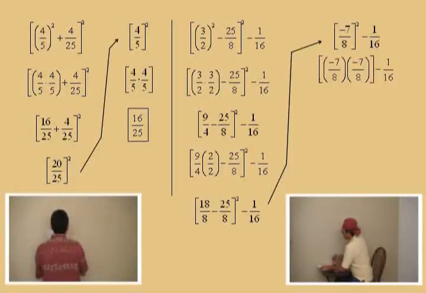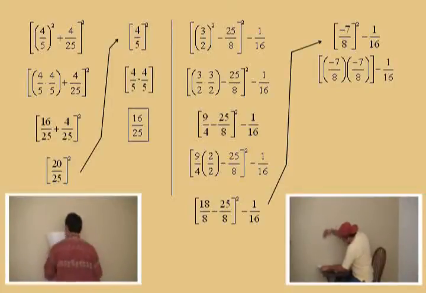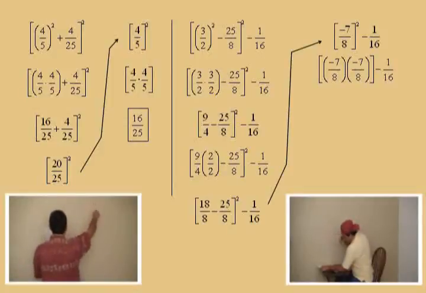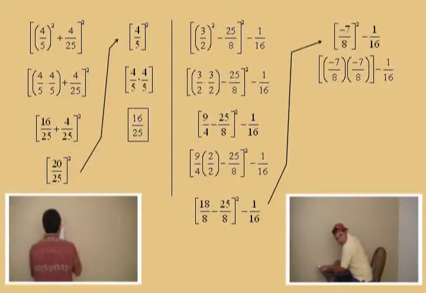And now we'll go negative 7/8 times negative 7/8. Charlie, what's that answer? Remember, straight across the top and straight across the bottom. So what is it, Charlie? Negative 7/8 times negative 7/8 is? 49 over 64. There we go.